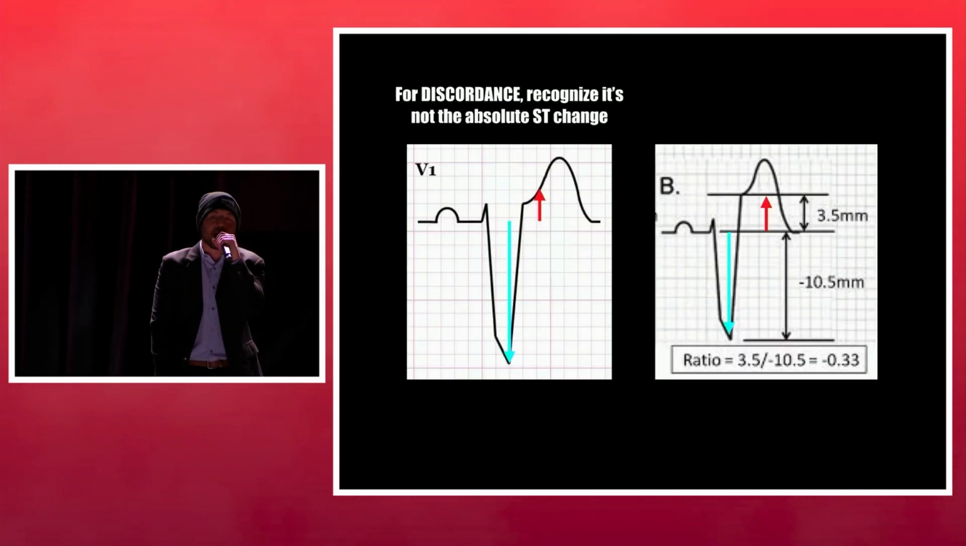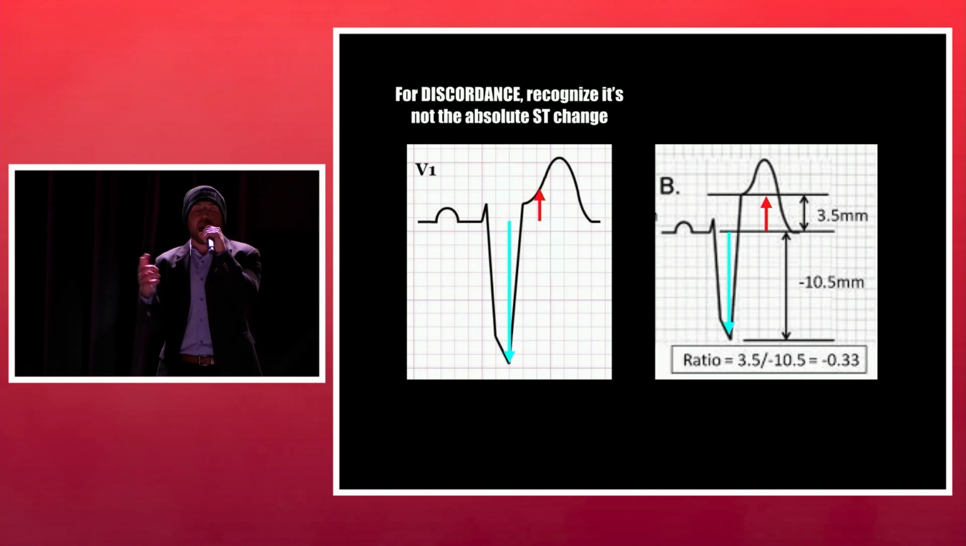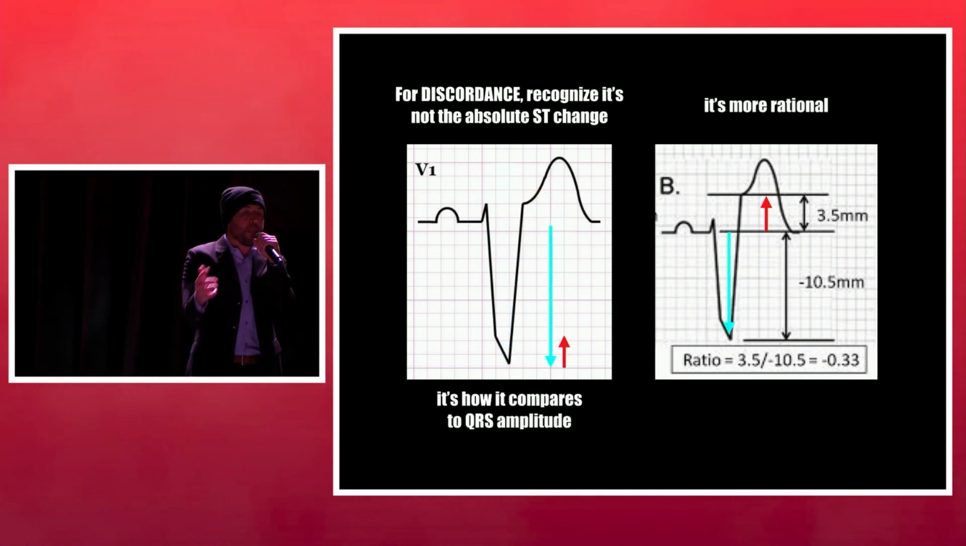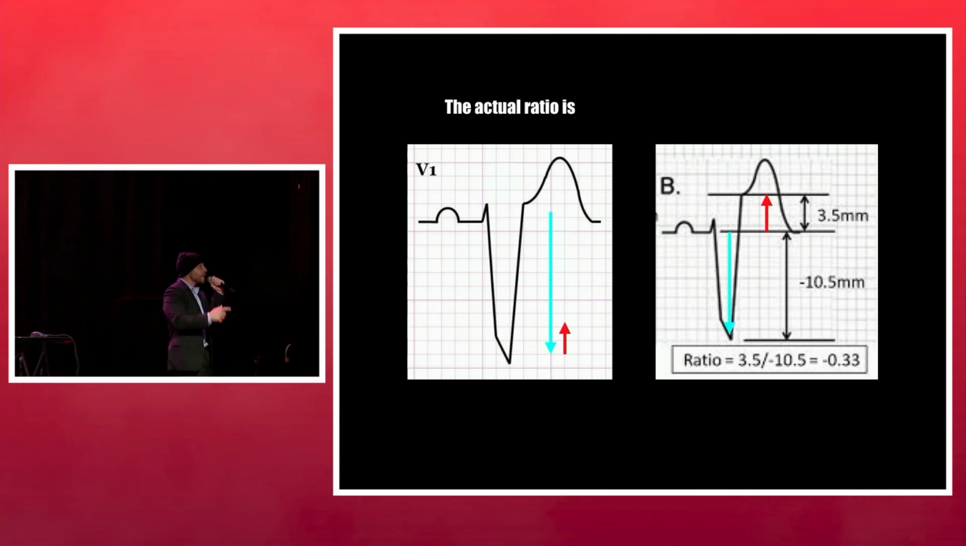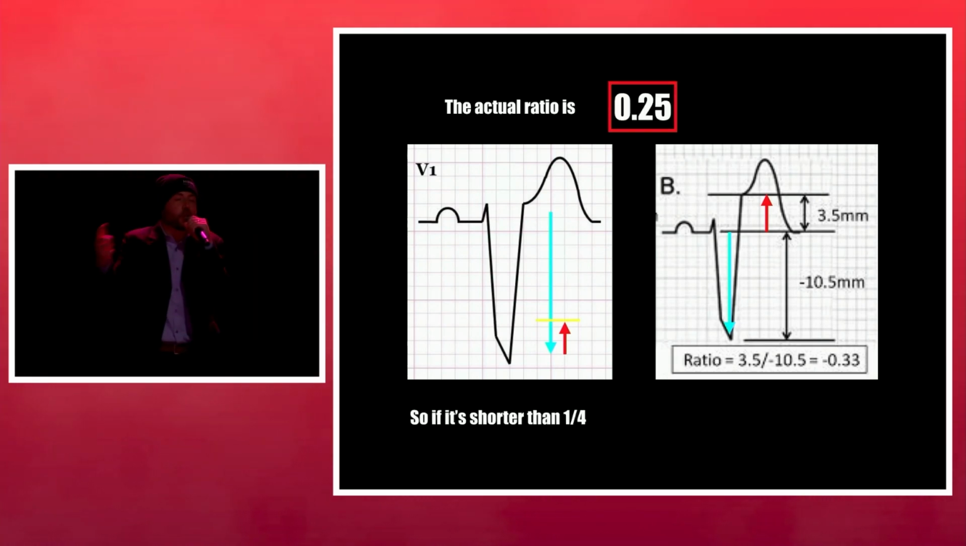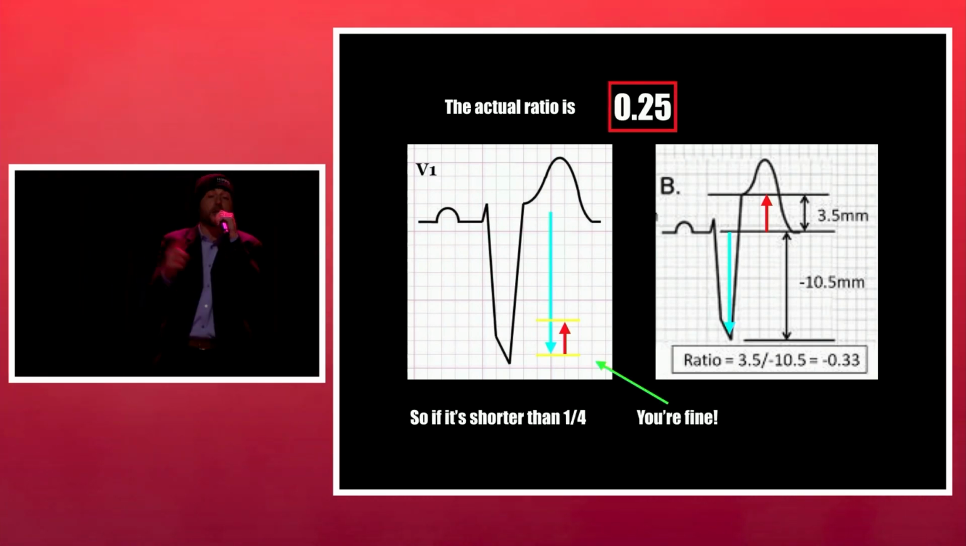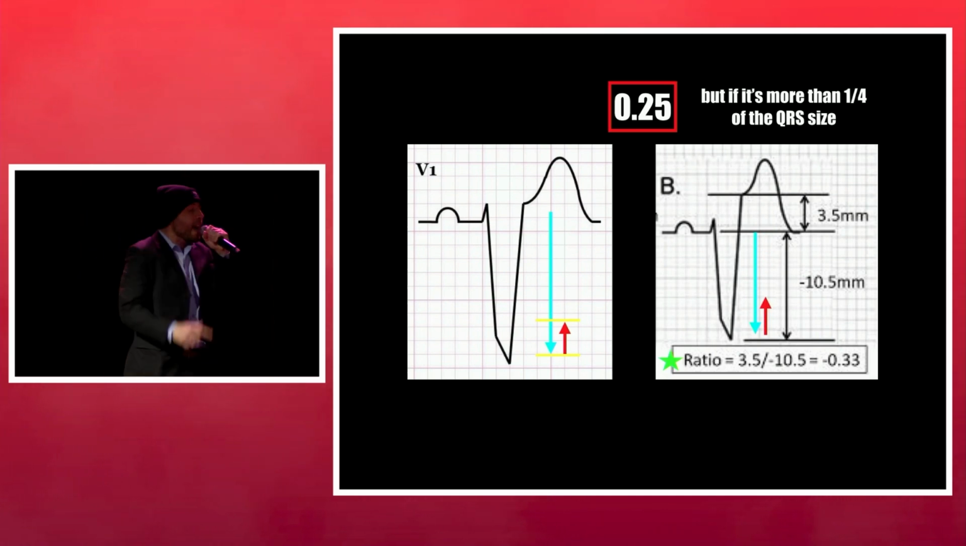For discordance, recognize it's not the absolute ST change, no, it's more rational. It's how it compares to QRS amplitude. Forget the magical one box, it's more mathematical. The actual ratio is 0.25, so if it's shorter than 1/4, you're fine. But if it's more than 1/4 of the QRS size, that's not normal.